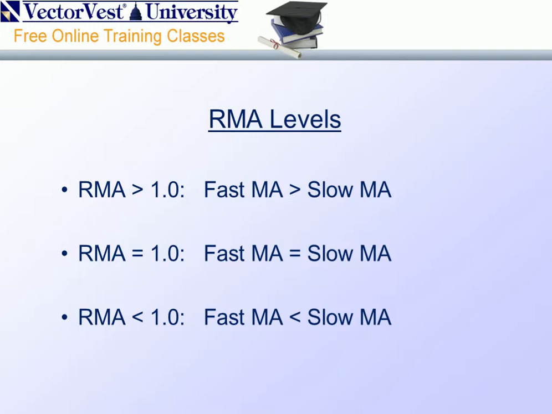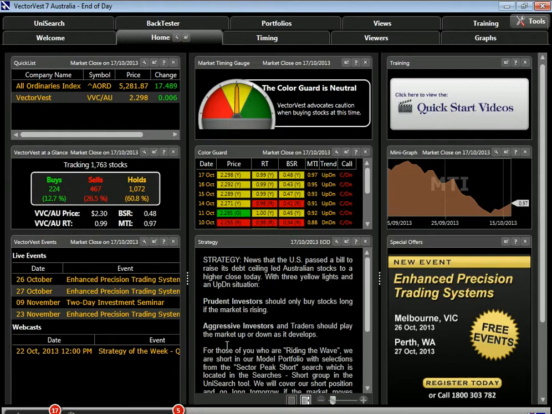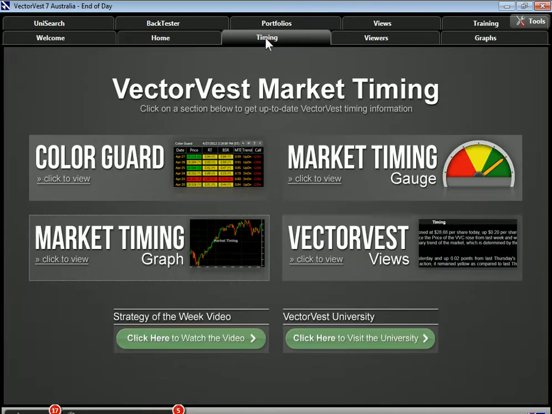Let's jump right in the software and take a look. Here we are at the home page, and the first place we're going to stop this evening is the market timing graph, just to set up a few ideas and concepts for you. To do that, I'm going to go right up to the timing tab. I'm going to click on the market timing graph.